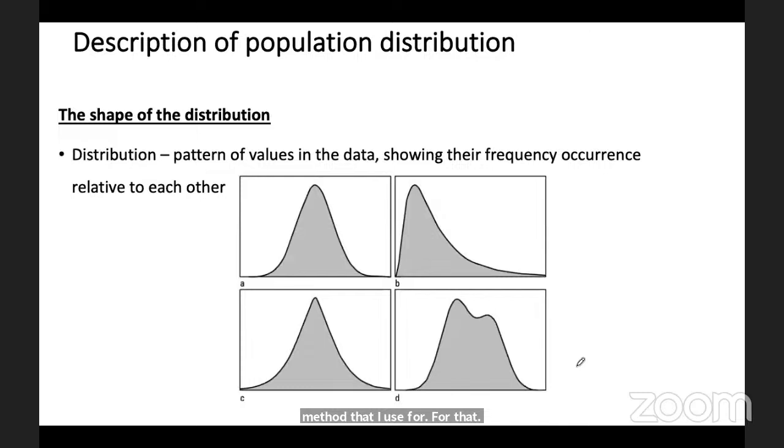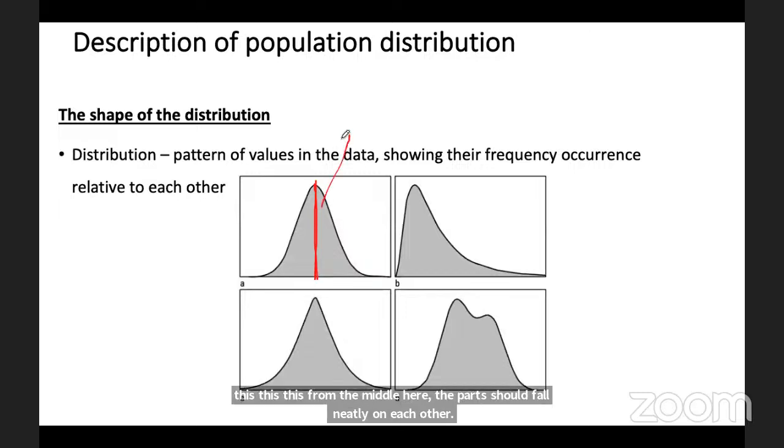Okay. So the other thing that we're also interested in is to look at the distribution pattern of values in the data. So here, for example, we want to see whether there's symmetry. Symmetry means if you fold this from the middle, the parts should fall neatly on each other. This is what we call symmetric, and this is what we expect from a normal distribution.